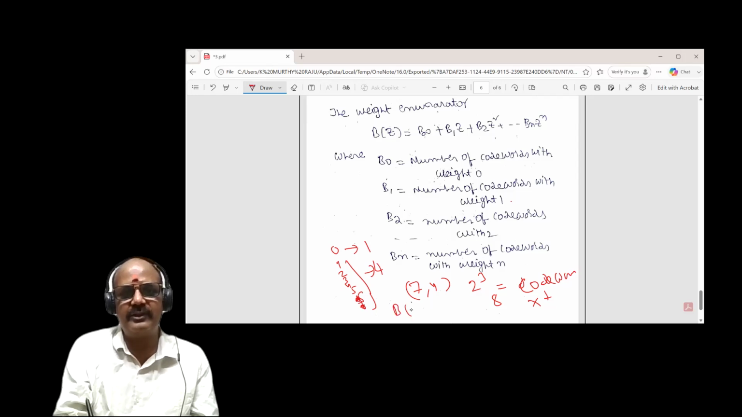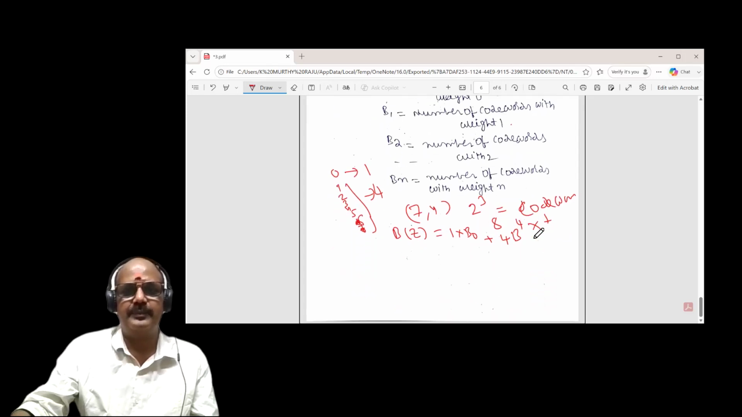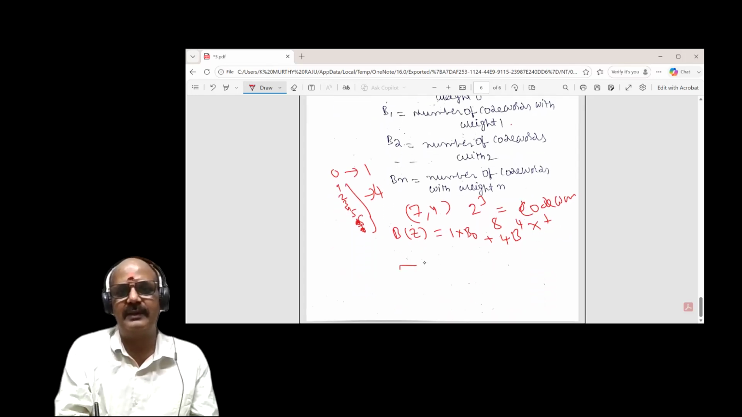The enumerator function is B(z) equals 1 times B0 plus 7 code words with weight 4, that is z to the power 4. This is the enumerator function. With this, the analysis is completed.